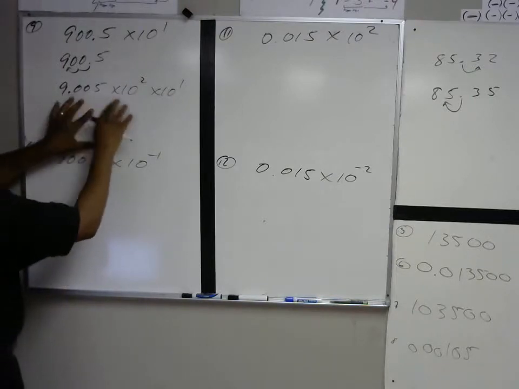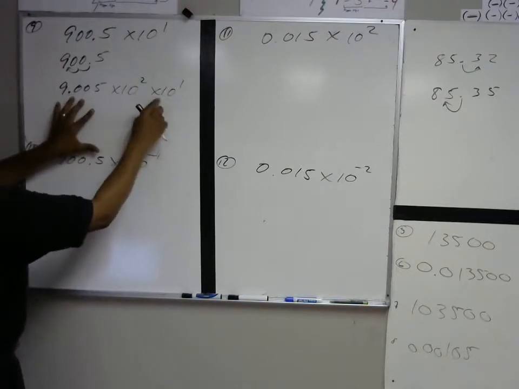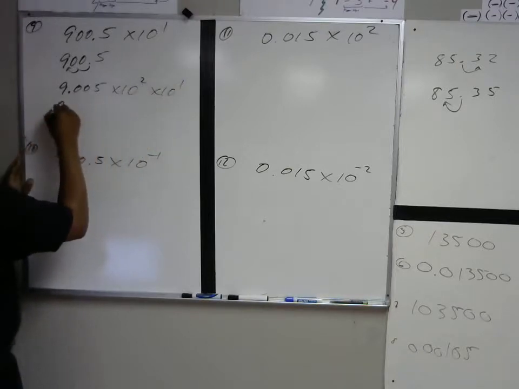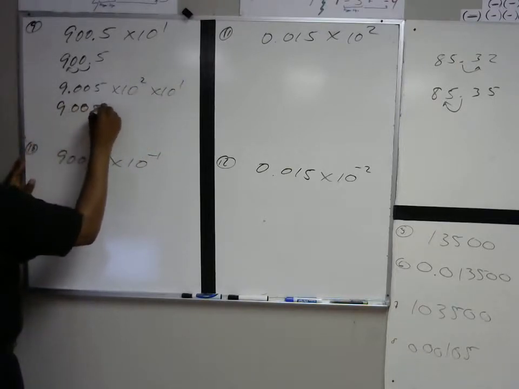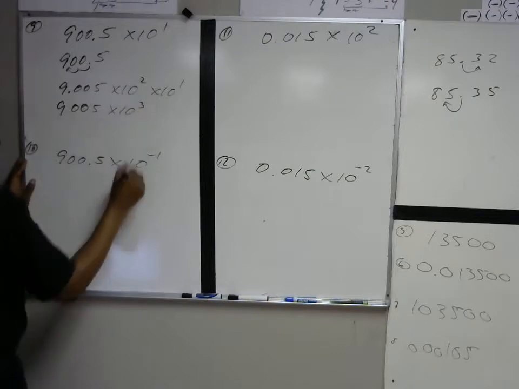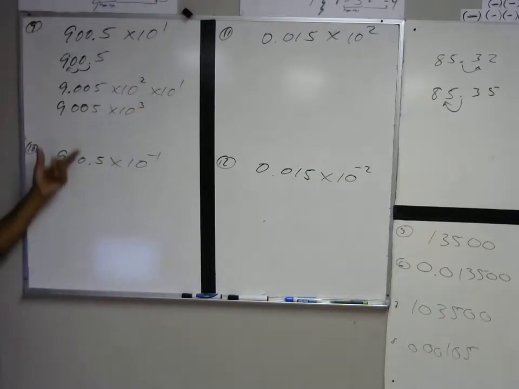So now we have this part and this part. These two combined by adding exponents. So this would be 9.005 times 10 to the third power. And that's finished. That's scientific notation now.